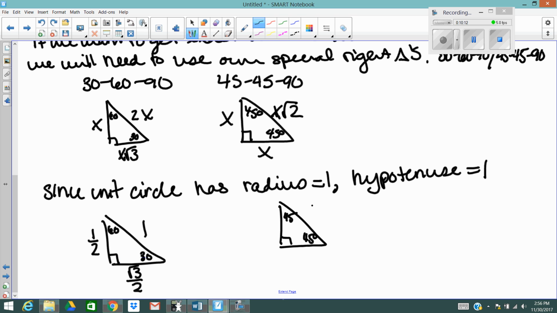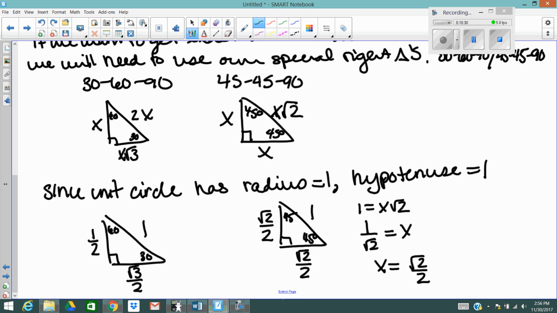if my hypotenuse is 1, I know that that's equal to x square root 2. So I know that 1 over square root of 2 is equal to x, or x is equal to square root of 2 over 2. So my two sides are square root of 2 over 2. So we're going to use those two triangles to fill in our entire unit circle.